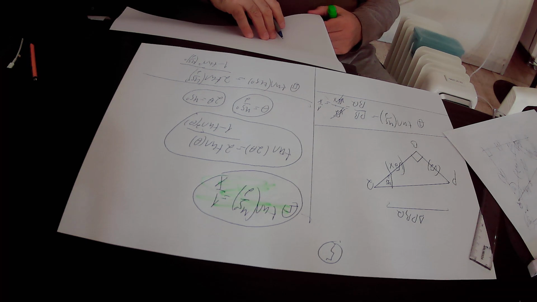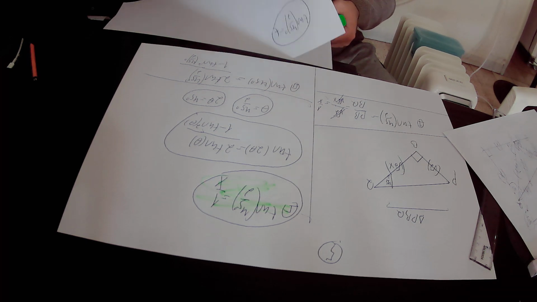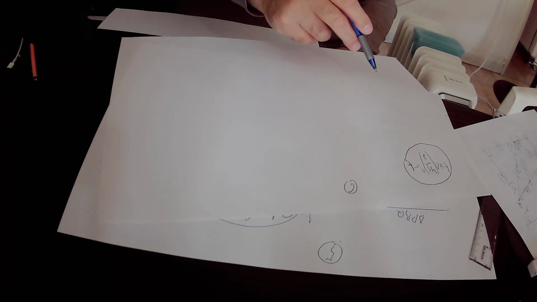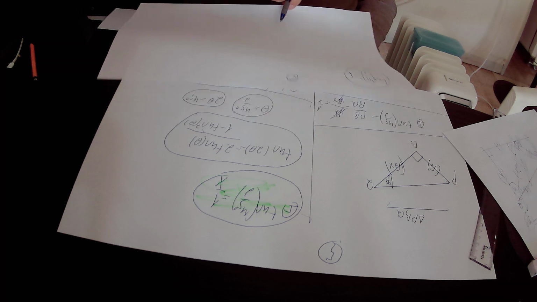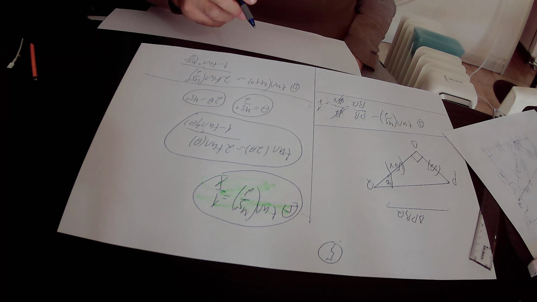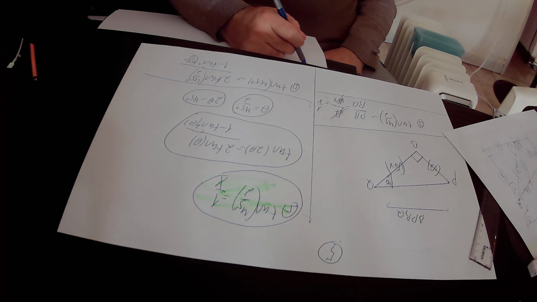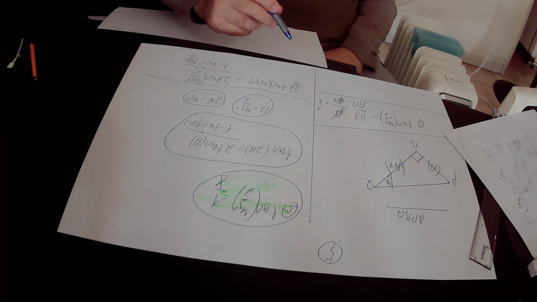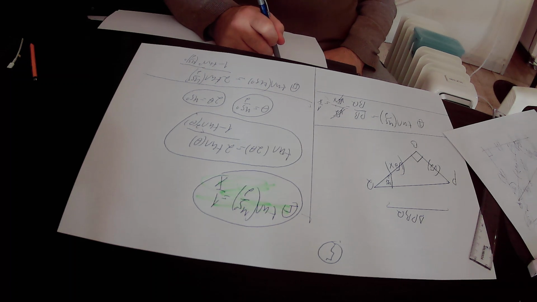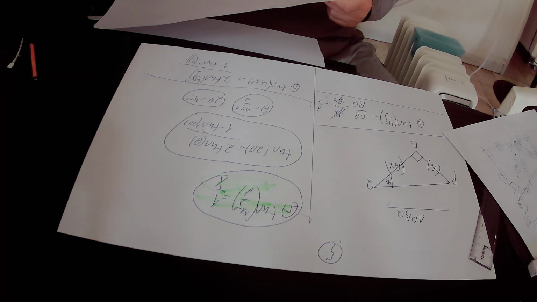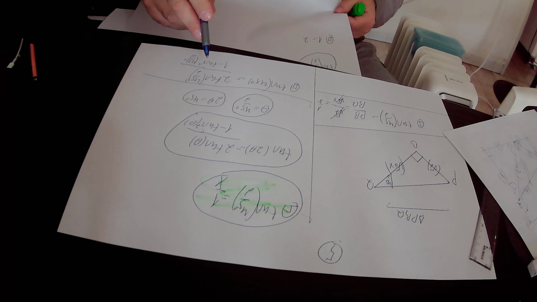I repeat again. According to our definition, tangent 45 over 2 degrees equals t, and then we substitute tangent 45 over 2 degrees in this equation number 2 by t. And we get that according to equation number 2, tangent 45 degrees is 1, and it equals 2 times tangent 45 over 2 degrees, which is t according to our definition, so we substitute it by t.